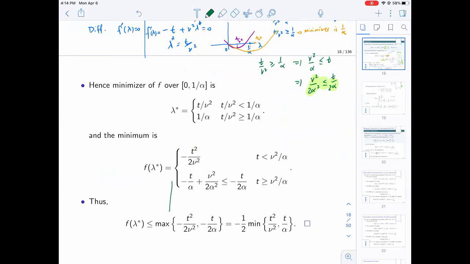I believe this is actually equality. So we can write this as equal. It's just another way of writing it, and then I can pull minus 1/2 out and switch this to minimum. It changes the sign. So maximum of a negative would be negative of the maximum, a minimum. Does that make sense?